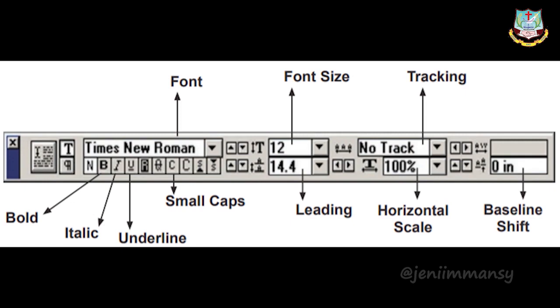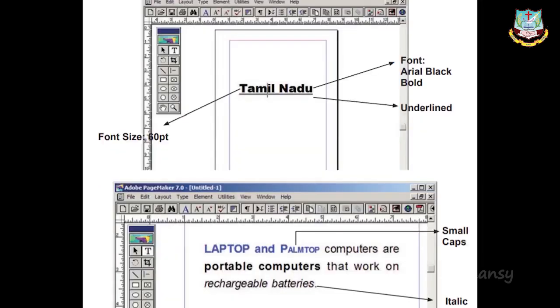And then here we can see a text called Tamil Nadu. Here the size of the font is 60 points and the font style is Arial Black and it is underlined. We can also format a single word. If you see here, laptop and palmtop are displayed in blue color and the other things are in black color, right? In the third line, rechargeable batteries is given in italics, and in palmtop they are giving the P in normal letters and ALMTOP in small caps. These are the modified character attributes using the character control panel.